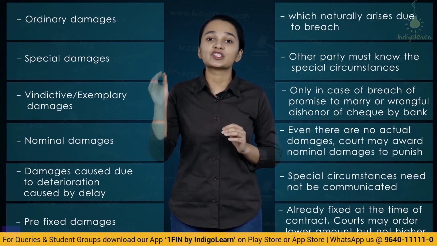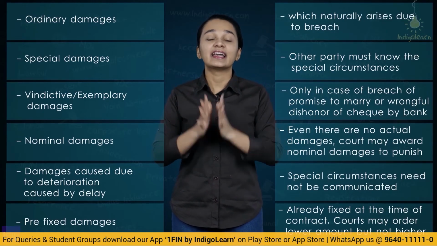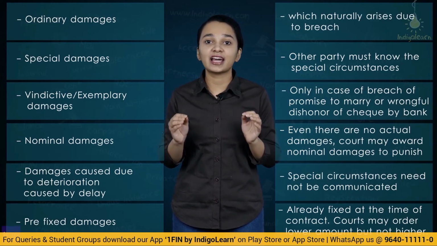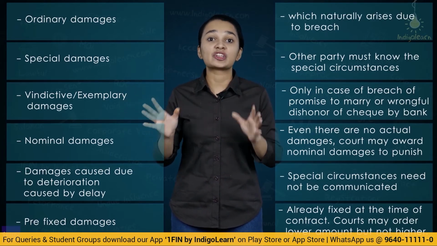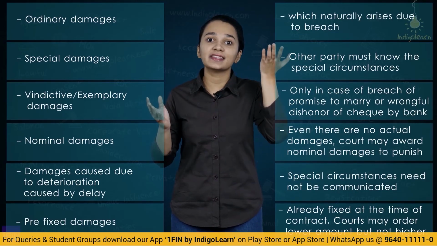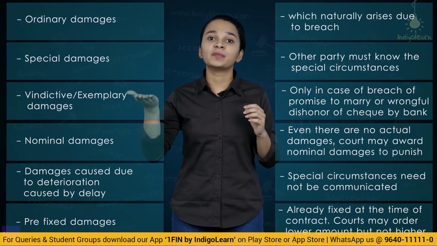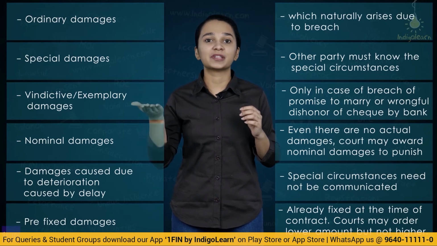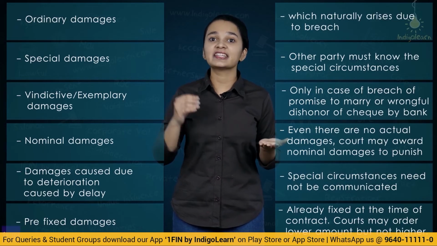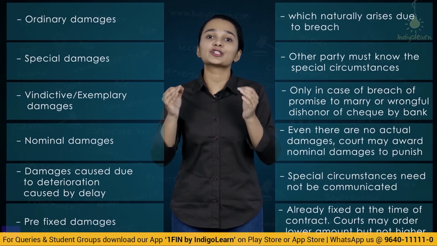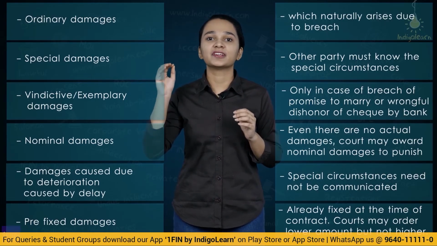These are the damages which are fixed at the time of formation of the contract, and the courts can never allow an amount higher than the prefixed amount as damage. Even if the actual loss is more than the amount which has been fixed as prefixed damages, only the amount which has been fixed as the prefixed damages will be allowed. But if the actual loss is less than the amount of prefixed damages, then the courts may order to pay the lesser amount and not the amount of prefixed damages.